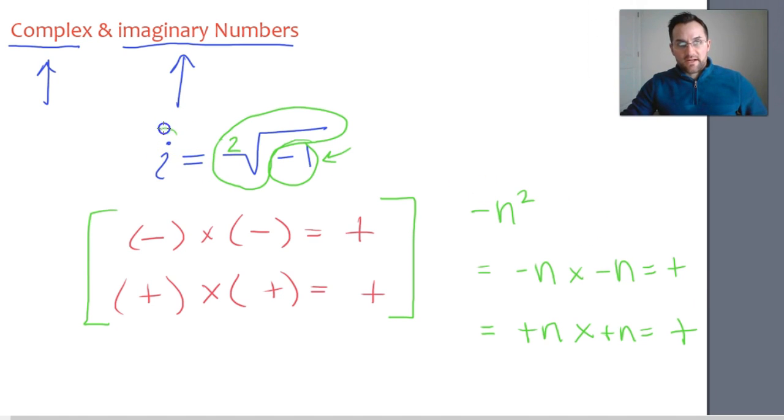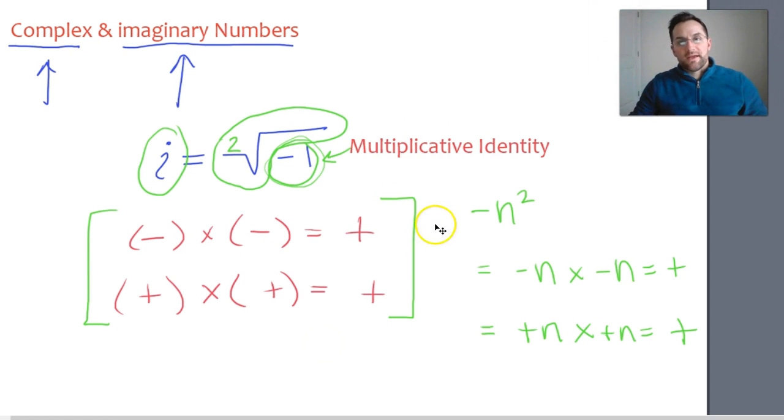This is telling us that i can be multiplied against itself and give us -1. And just -1, no other number. It isn't going to be -3, it isn't going to be -4. It's only going to be -1. And that's really handy because 1 is the multiplicative identity. So that means that we can use that i to create other negative square roots, which can be very useful and handy.